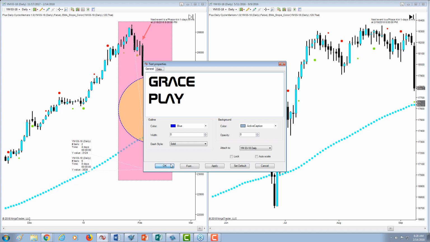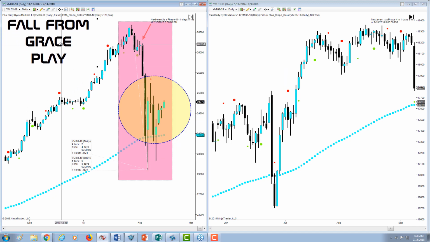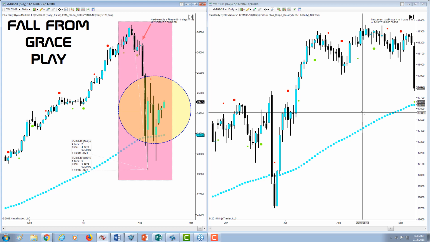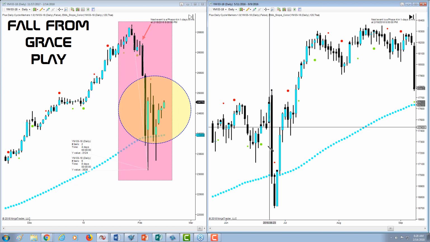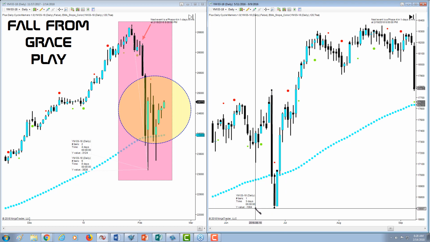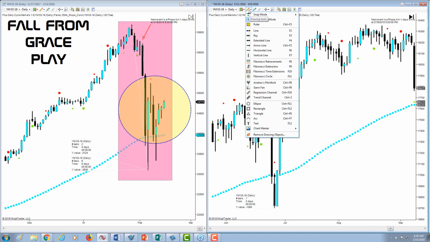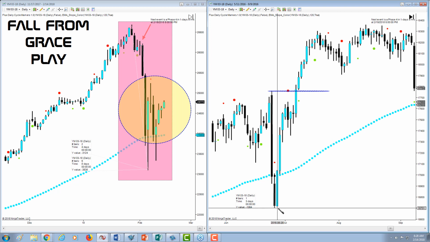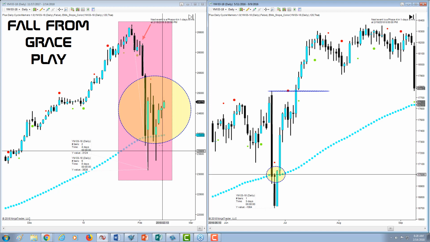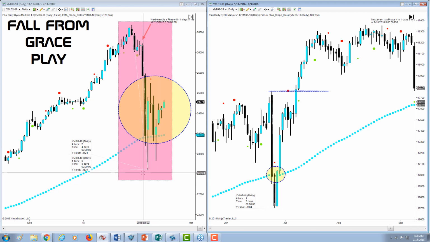The fall from grace. 1/3 of the angels from heaven fell to earth and were condemned to be demons. So when we look here, I'm going to measure the fall from grace, and that was only 1,000 points, right? Nothing really substantial. 1 to 3. Now, here's what I want you to note. It eventually comes all the way back up to the high. Touches the moving average. There's a similarity here. There's a similarity there. Everybody's freaking out.